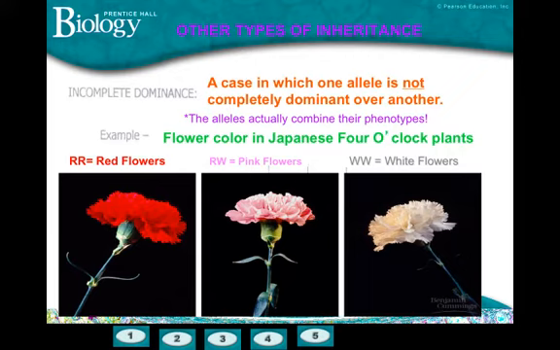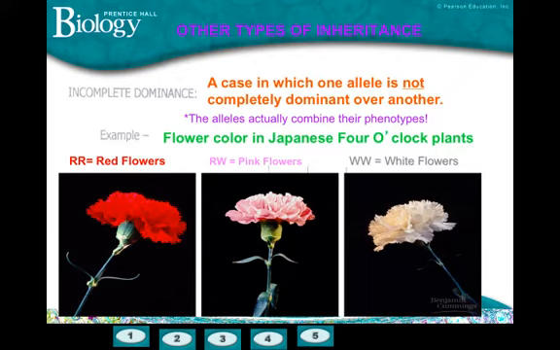One example is the flower color in Japanese four o'clock plants. There are two dominant alleles, and there's actually no recessive allele. Capital R is for red flowers. It provides a red trait. So if a plant inherits two red alleles, or capital R's, it gets red flowers. If it inherits two W alleles, or white traits, it gets white flowers.